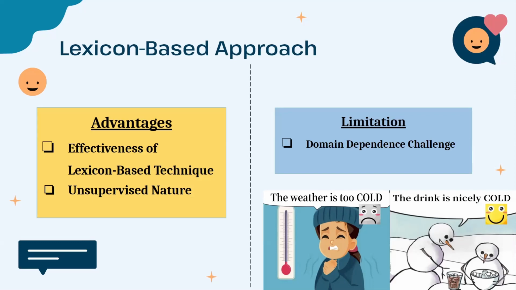However, it is also limited by domain dependency, where the sentiment of words can vary across contexts, preventing accurate emotional analysis, particularly in cross-domain textual data.